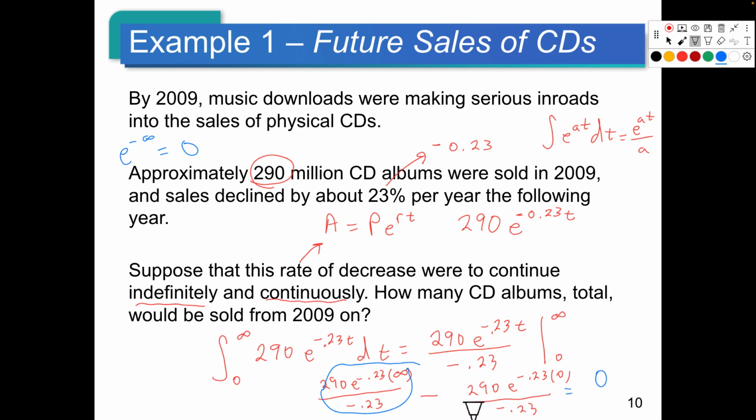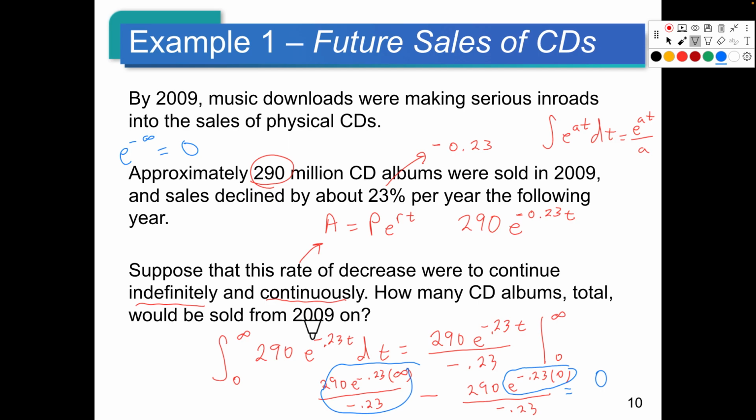And then we've got a minus down here. What is e to the negative 0.23 times 0? That's e to the 0 power. What is e to the 0 power? 1. Everything to the 0 power is 1, pretty much. So we end up with just 290 divided by 0.23, right? That's going to give us a value.